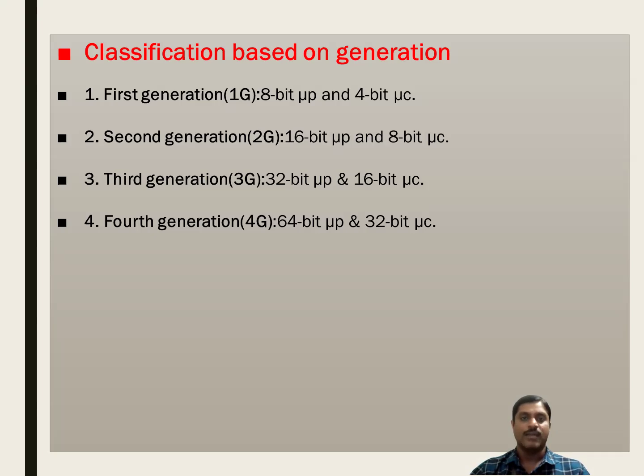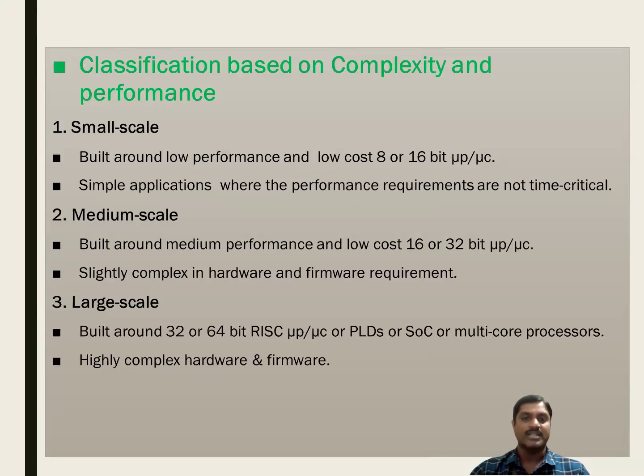Okay, next we'll see embedded systems based upon complexity and performance. They can be classified into small scale embedded systems, medium scale embedded systems, and the third one is large scale embedded systems. In the small scale embedded system, these systems are built around low performance and low cost 8 or 16-bit microprocessors and microcontrollers. It is suitable for simple applications where the performance is not time critical. It may or may not contain an operating system.